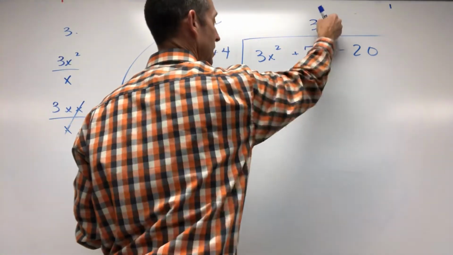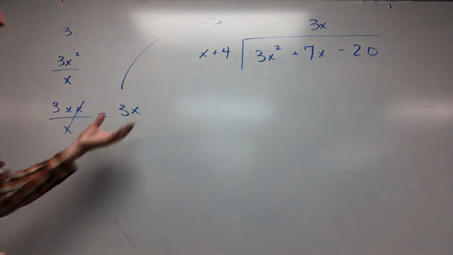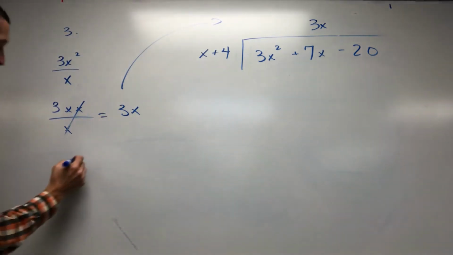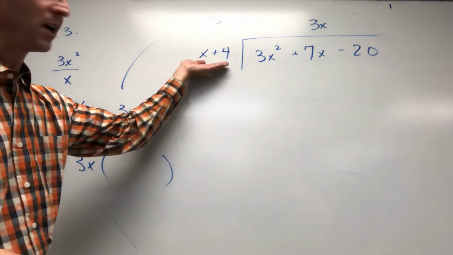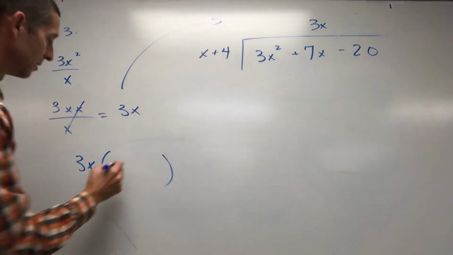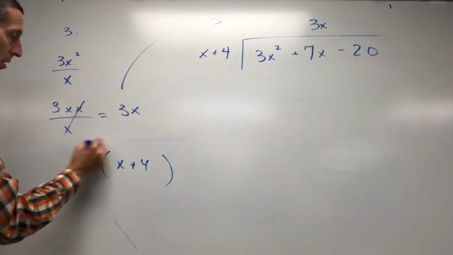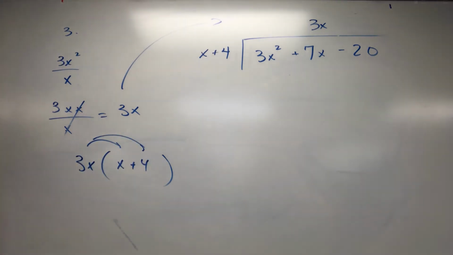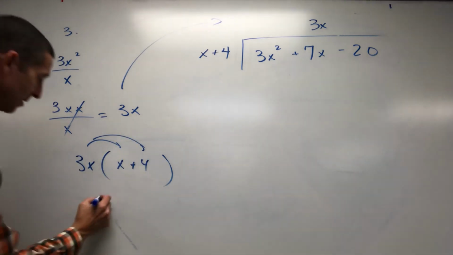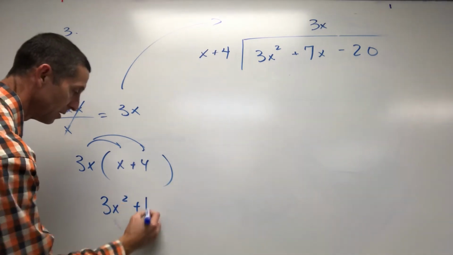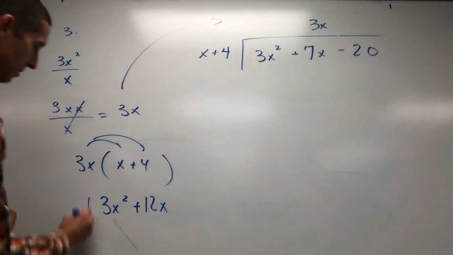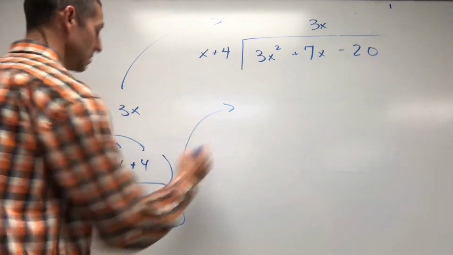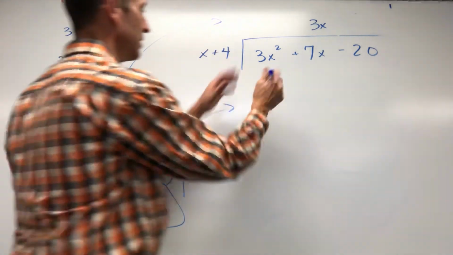So 3x, x's, x's. Whatever you found here, your 3x, your next step is you have to multiply it by your divisor, x plus 4. So here's x plus 4. Distribute the 3x, multiply it through the parentheses. Becomes 3x squared plus 12x. All right. Grab the 3x squared plus 12x.